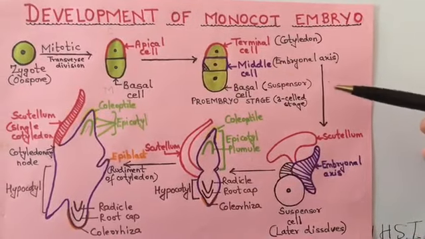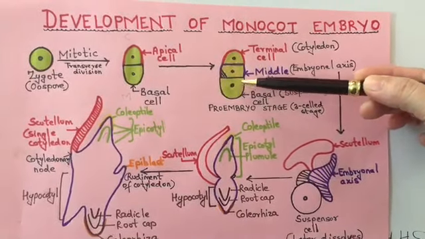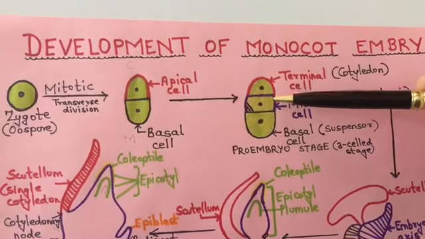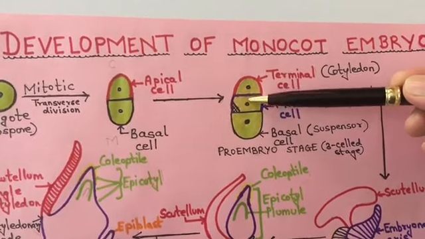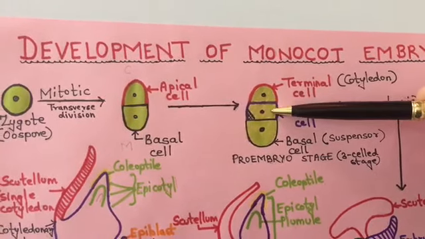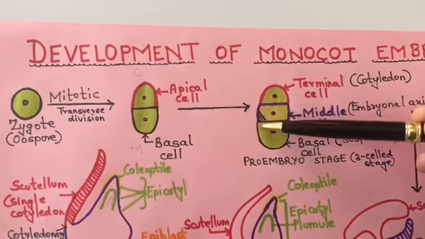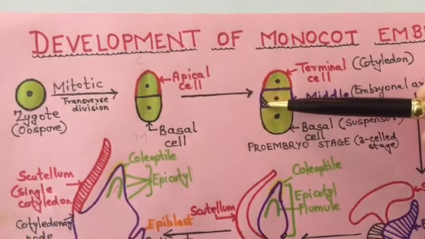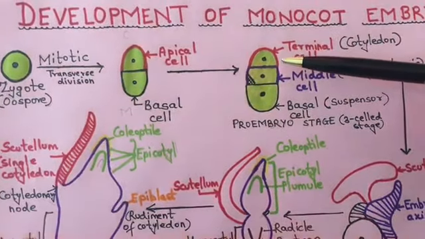Now, further, as I told you earlier, the basal cell remains the same with no change, but division takes place in the middle cell as well as the terminal cell. When there is a lot of division here, the embryonal axis forms in the middle cell, and beside this, in the middle cell, you can see a slight 7 to 8 divisions take place. This further gives rise to the suspensor.